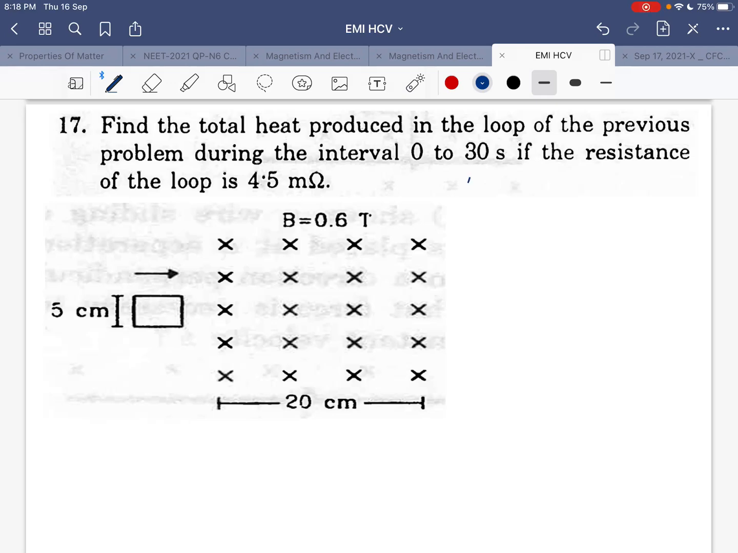Okay, so let's start with the 17th example, and what is said here. Find the total heat produced in the loop of the previous problem, that is the diagram of the previous problem, in the interval 0 to 30 seconds if the resistance of the loop is 4.5 milli ohm. So the resistance of the loop is given to us as 4.5 milli ohm, so I'll convert this into ohm.